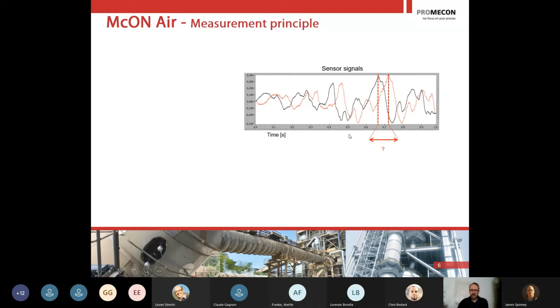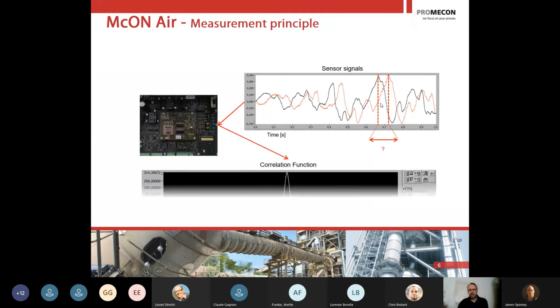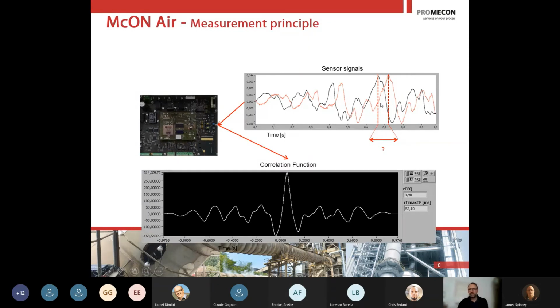In this nice example, you can see directly the time shift between the 2 sensor patterns, and from that we are doing correlation analysis to calculate the exact distance between the 2 signals. This is given by the correlation function and the peak we find there.